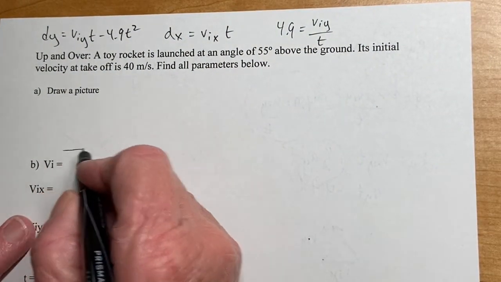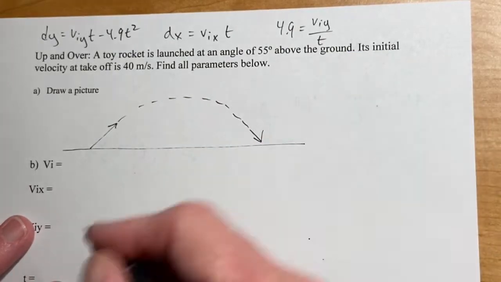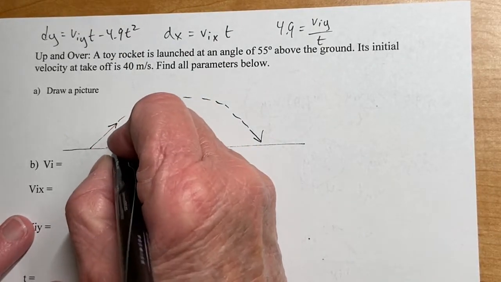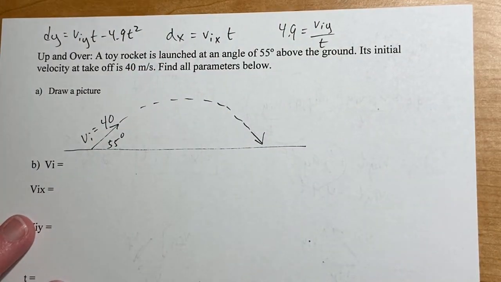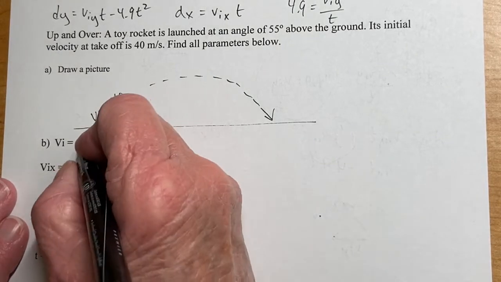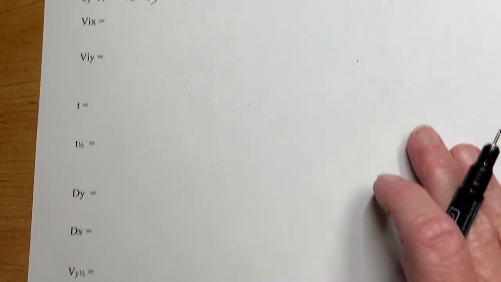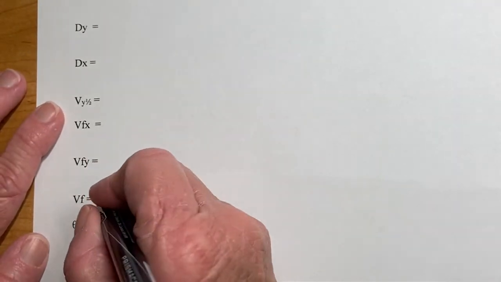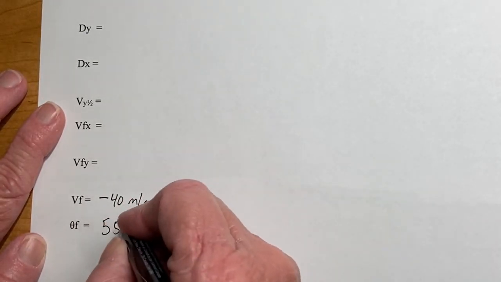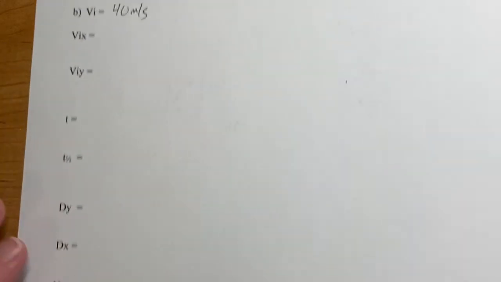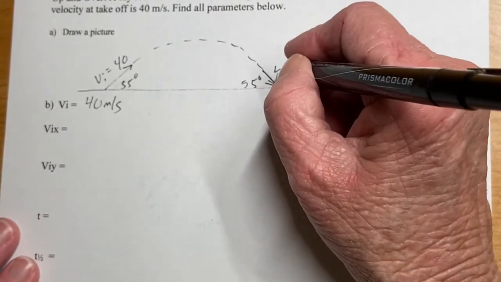All right, so we're going to do a little, here's the ground. Here's my trajectory. A toy rocket is fired at 55 degrees above the ground, and its initial velocity is 40 meters per second. We can do some symmetry and come all the way down to the bottom. VF is simply going to be negative 40 meters per second, and the angle will still be 55 degrees. It's not negative, it's just with the ground. So in my picture, this would be 55 degrees as well. And this is my VF.